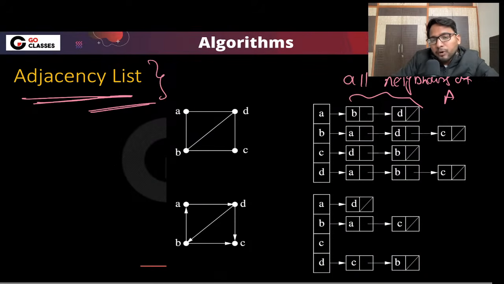What is the reason? Because A to D is an edge, but D to A is not an edge. So that is why you have D here, because D is a neighbor of A. But D's neighbor is not A. A's neighbor is D, but D's neighbor is not A. I hope you understood. Okay. Cool.